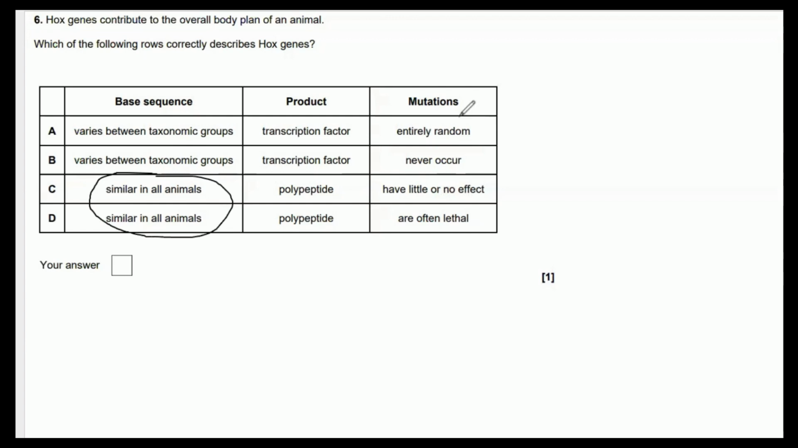Have mutations have little or no effect? No, if you have a mutation in a Hox gene, that's where you could end up with your eyes on your bum cheeks or your ears on your feet. They're often lethal because they change the body plan. So you could end up with your arms where your legs are supposed to be and your legs where your arms are supposed to be. Most of these are often lethal. Not always, but often. So let's go for D here. That is the correct answer.